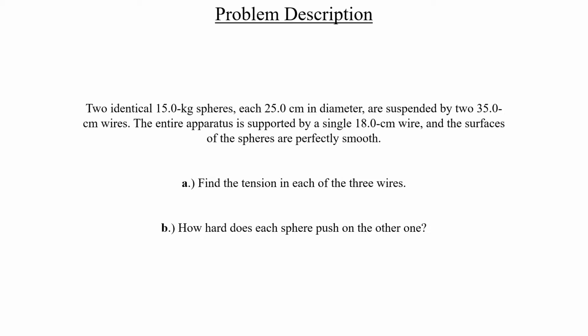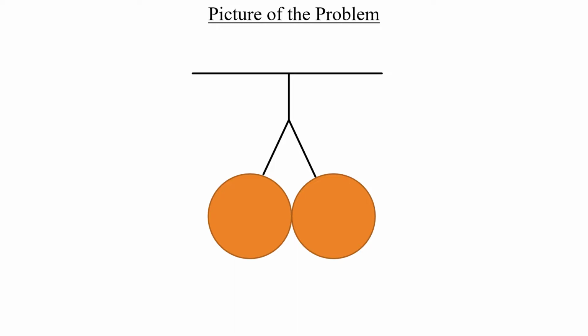And we have to do two things in this problem. For part A, we have to find the tension in each of the three wires, and then for part B, we have to figure out how hard each sphere pushes on the other one as they're resting against each other. And it can be hard to determine what's going on in the problem description without a picture, so here's a picture I've created.